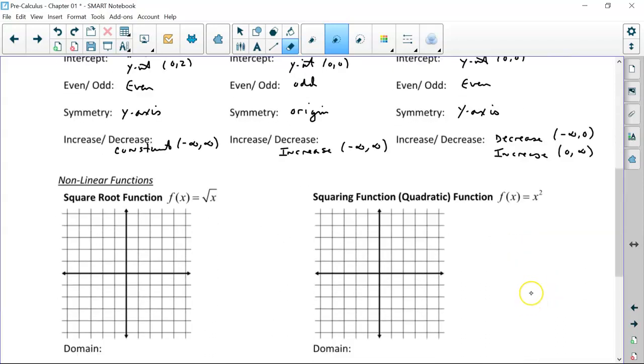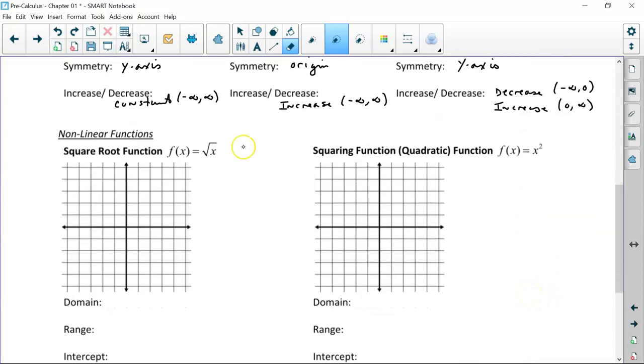Some nonlinear functions, a square root function. So y equals the square root of x. So we can make a quick table of values: 0, 1, 2, 3, and we'll make the inputs 0, 1, 4, and 9. That way we get whole number outputs of 0, 1, 2, and 3. Those are just the square roots of those inputs.